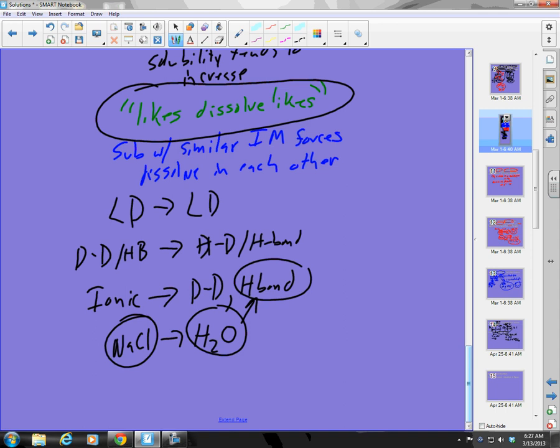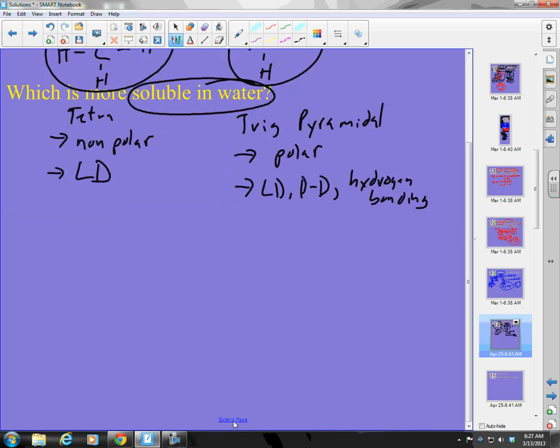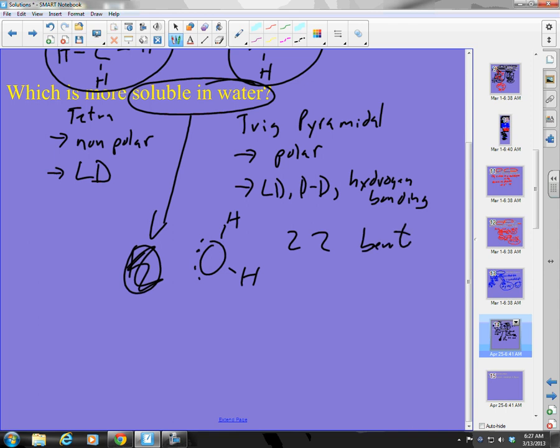Let's take a look. Can we answer our question? So, which of these is more soluble in water? Well, let's look at water. What kind of IM forces does water have? If we draw our picture of water, I have oxygen with a hydrogen and a hydrogen. I've got two unshared pairs. We say, hey, that is 2-2. It's a bent shape. That means it is asymmetric. And if it's asymmetric, it's going to be polar. And if it's polar, it's certainly going to have London and dipole. Not only that, it has a hydrogen bonded to an oxygen and an unshared pair, so it has hydrogen bonding.